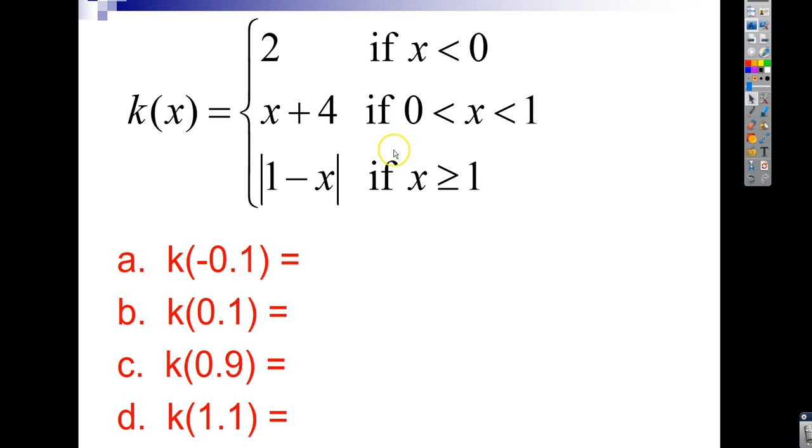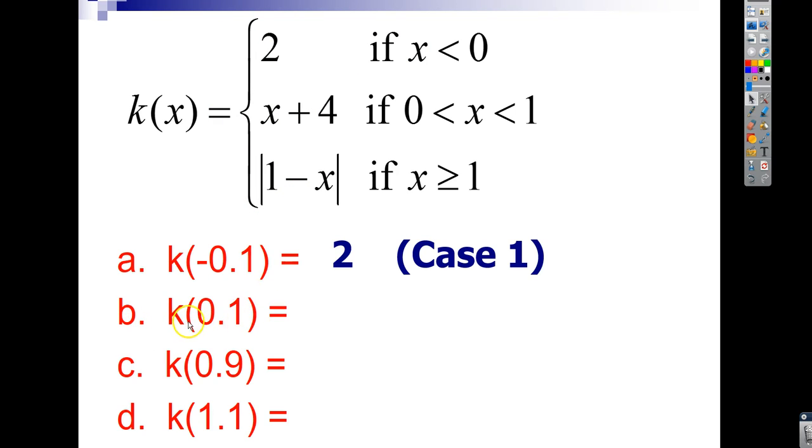This is a piecewise function. So here it says, find k of negative 0.1. Well, negative 0.1 is less than 0. It's not between 0 and 1. It's not greater than or equal to 1. So I have to use this function to answer this. So this one just says that it's going to equal 2. And this means that we're talking about case 1. There's 3 cases here. There's 3 different pieces to this function.